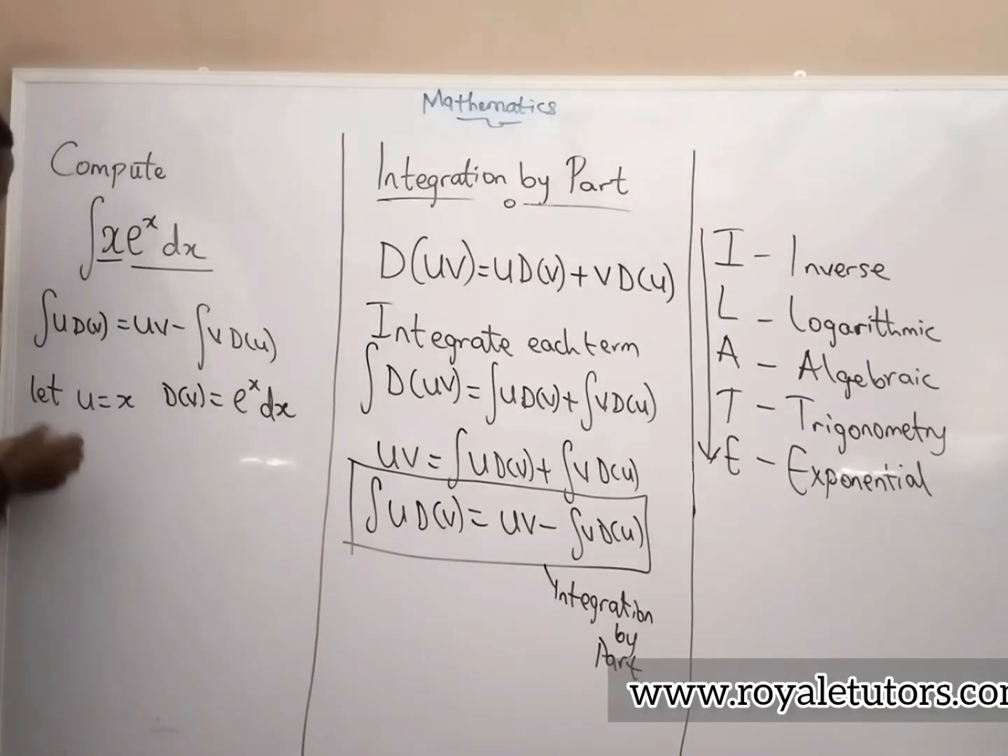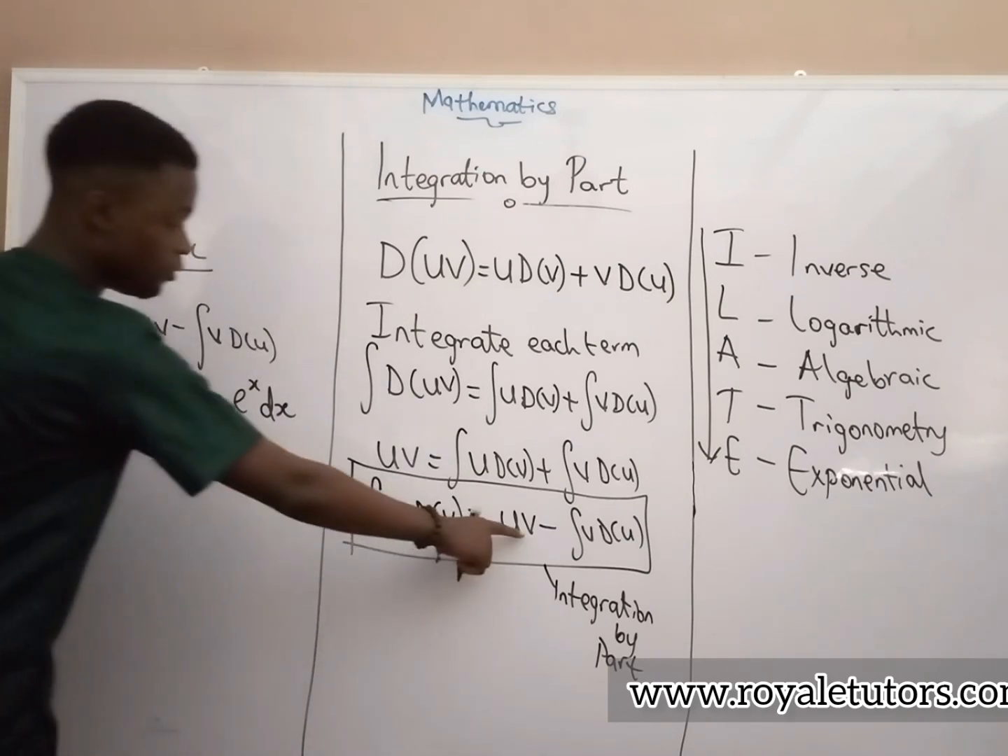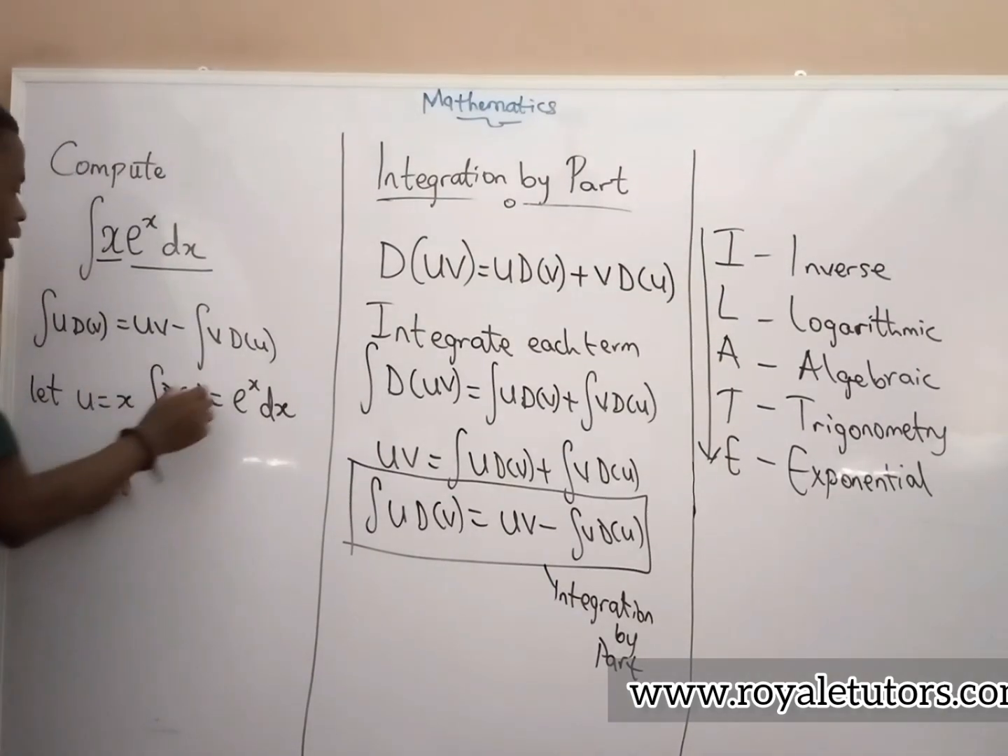You may have to watch the video over again to be able to understand what I'm really saying. Then I come back to this because I know that in what I have here, I need u. I have u already. I need v. I don't have v yet. So to get v, I can integrate both sides.